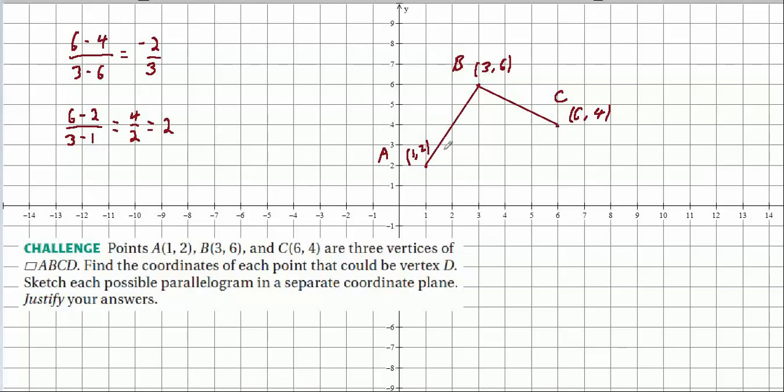The slope of AB is 2. Now all we have to do is work out the equation for this line, a line which is parallel to AB but passes through C, and the equation for a line which is parallel to BC but passes through A.